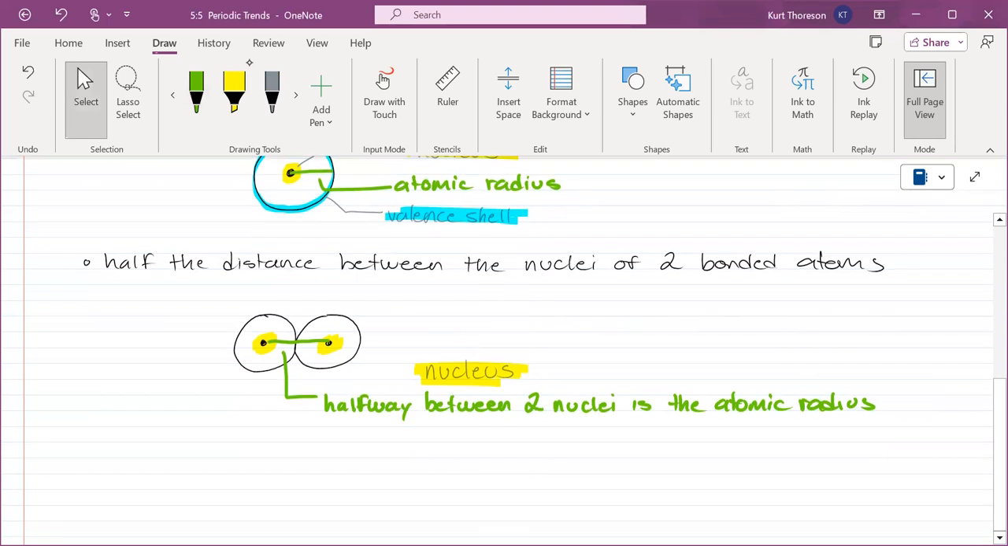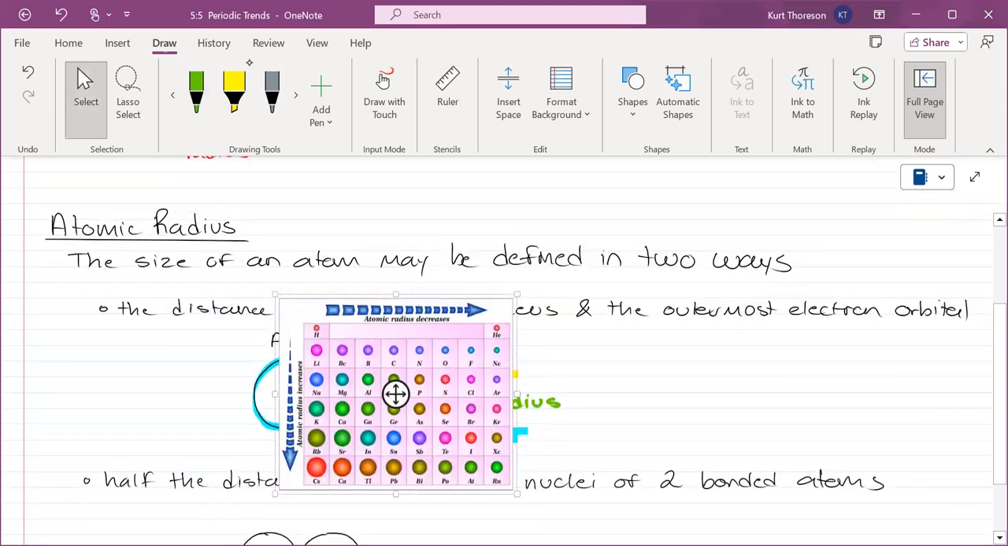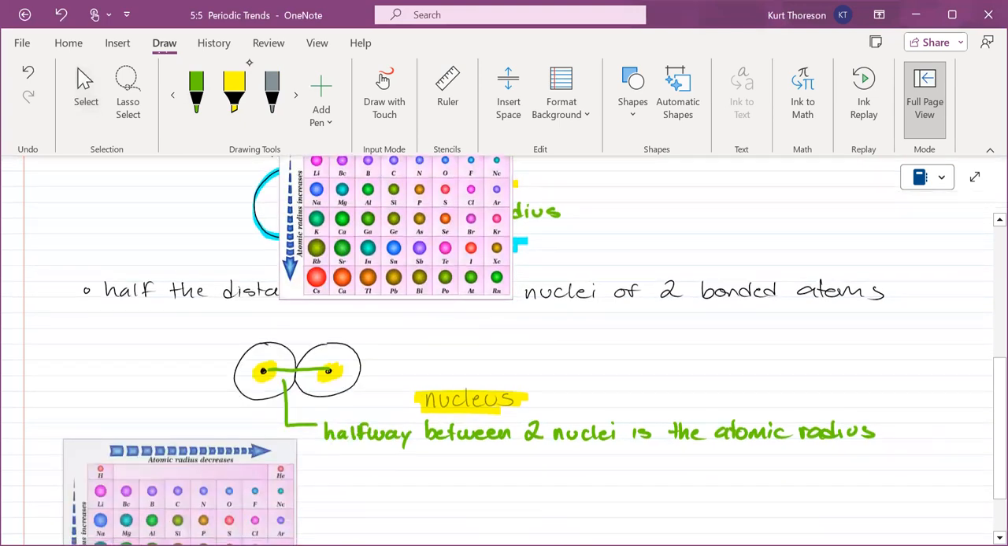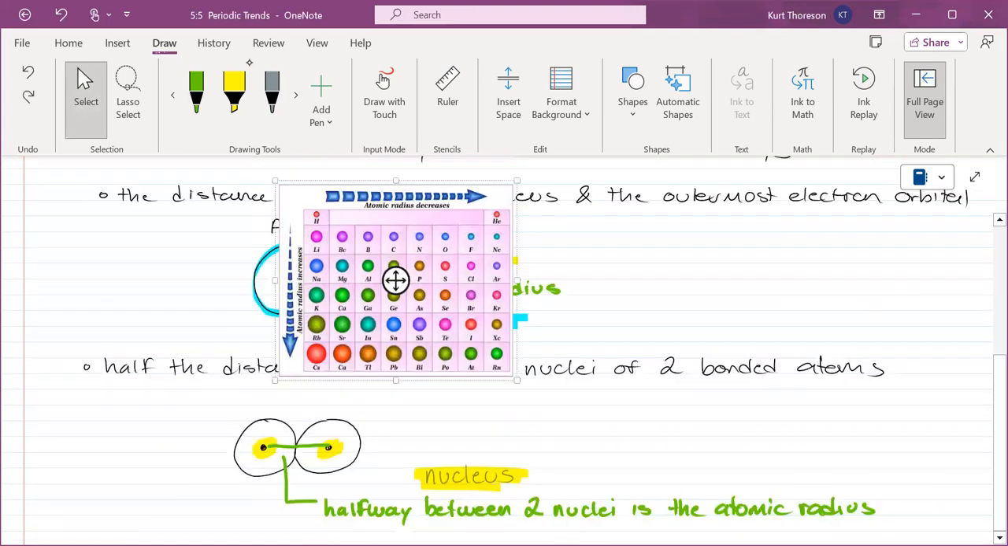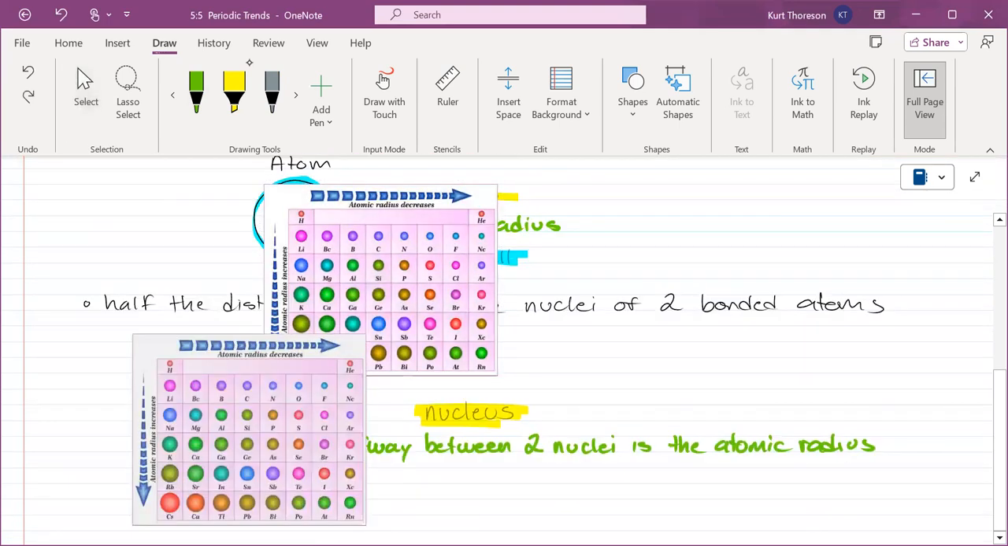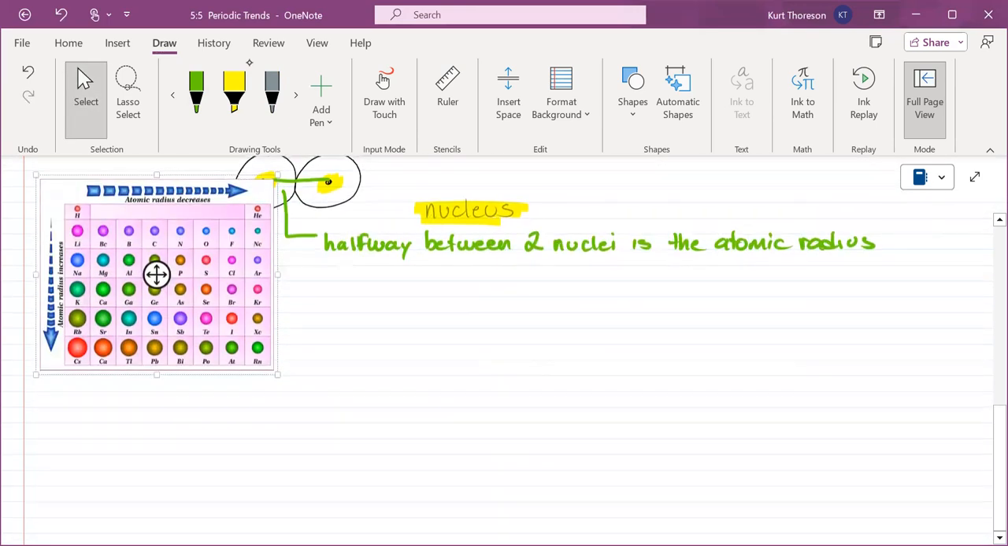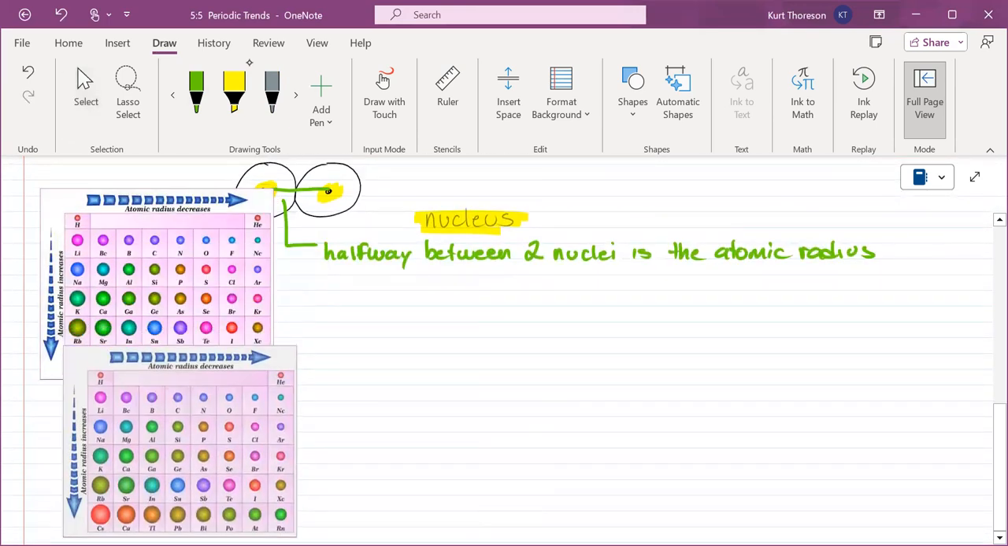Now, as far as trends are concerned, I want to pull this image I found on Google down here. Come on. It's not moving. There we go. Okay.